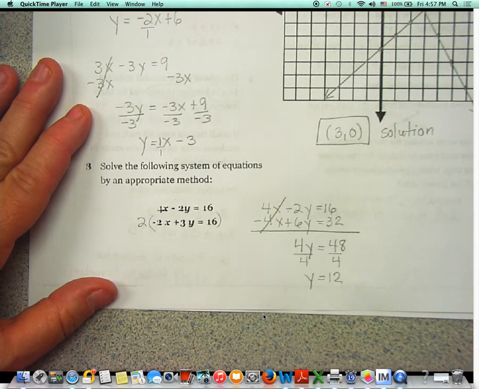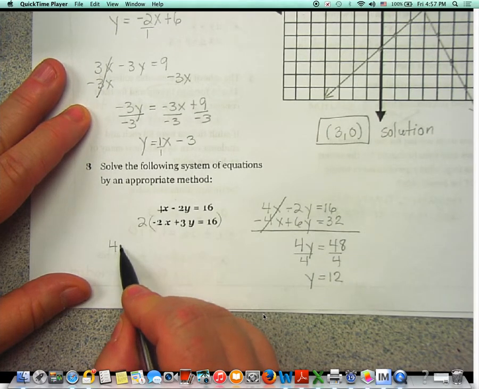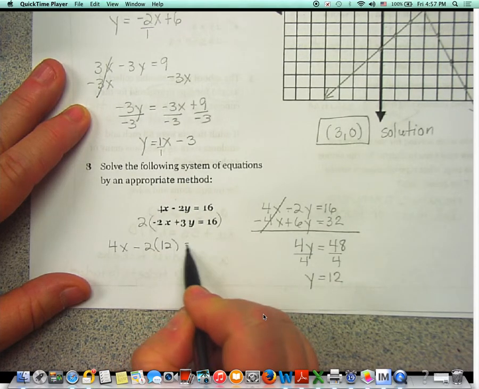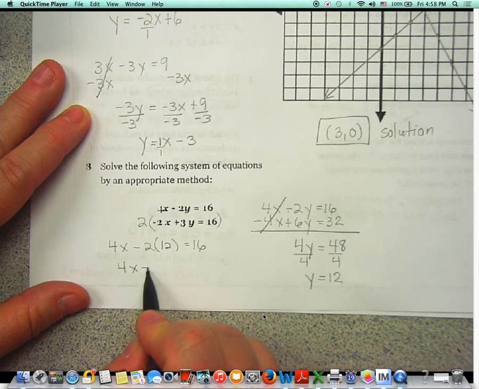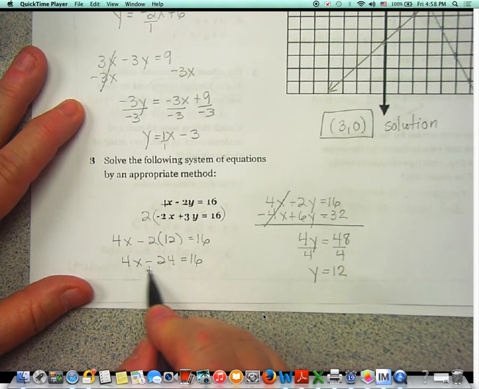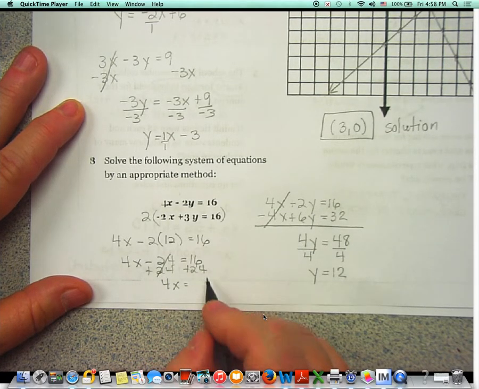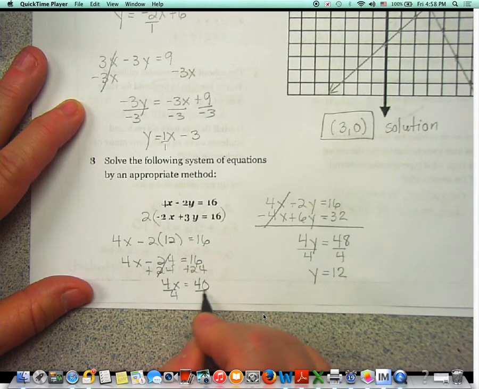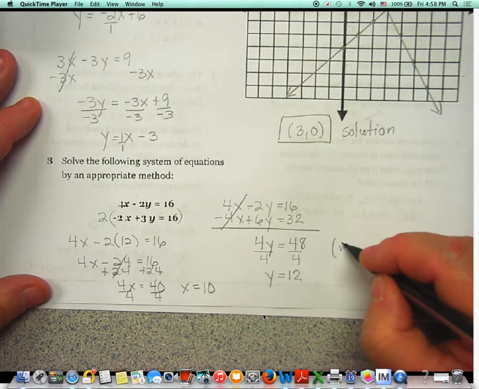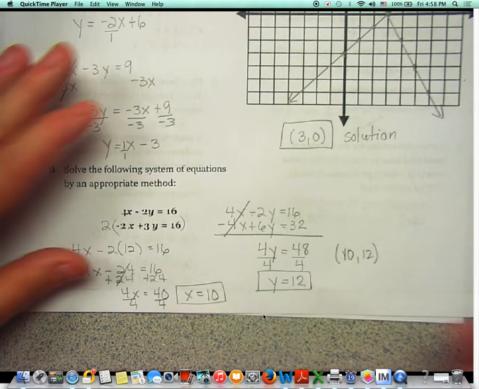And then I'm going to plug the 12 back in to either one of these equations. So I think I'll just do the top one. So 4x minus 2, and then in place of the y, I'll put a 12, equals 16. So 4x minus 2 times 12 is 24, equals 16. And I'm solving for x, so I'm going to add 24 to both sides of the equation and get 4x equals 40. And then divide by 4, and x equals 40 divided by 4 is 10. So my answer is 10, 12, or I can write x equals 10 and y equals 12.